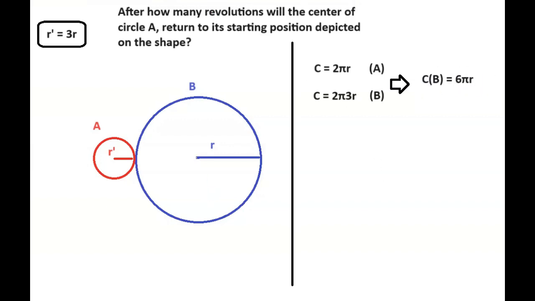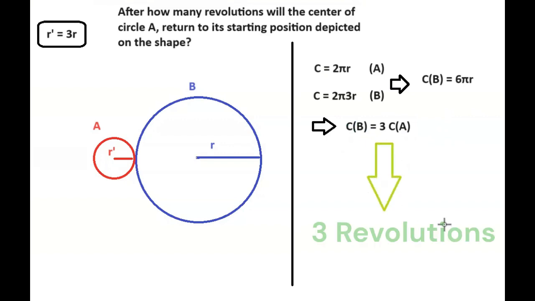It seems obvious to you that the circumference of B is 3 times the circumference of A, and that therefore, it makes 3 revolutions. Would you bet your money that this statement is correct? Bad for you. You lost.